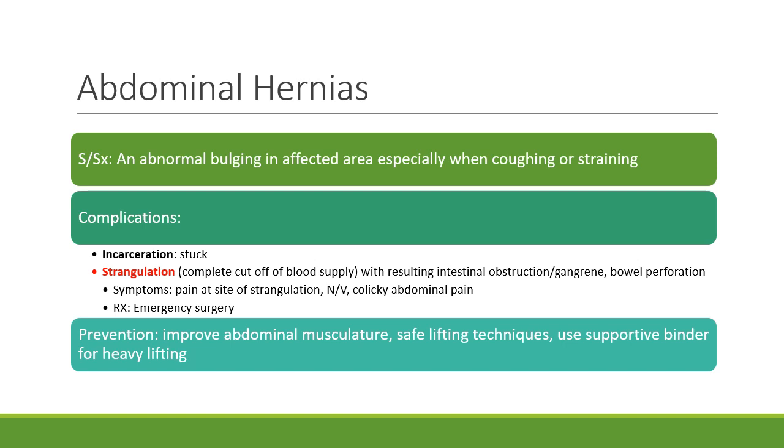So we want to improve abdominal musculature, use safe lifting techniques, and use supportive binders for heavy lifting, and then when needed, surgery. So there's surgical repair with or without mesh that could be used to replace the hernia and fix the abdominal wall.